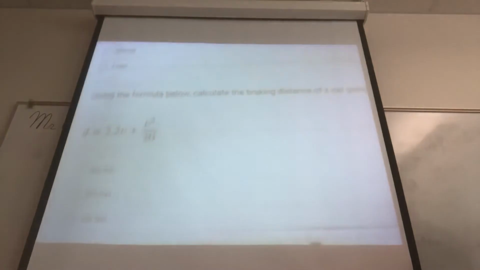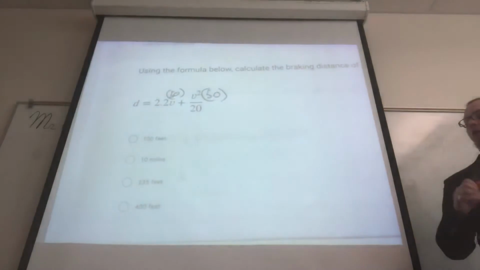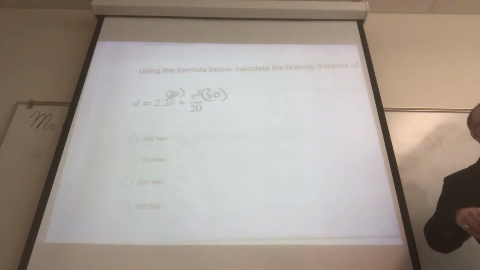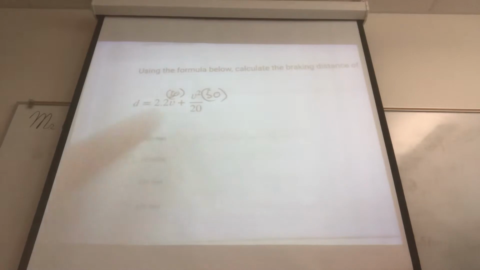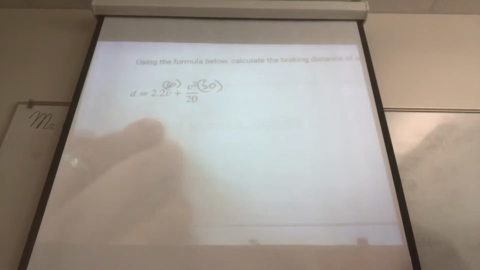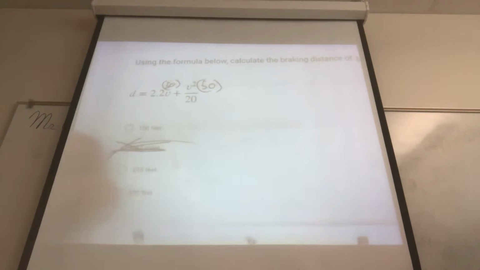On the next one, I just printed off the Google form of this test, you can tell. So it's a little weird. Using the formula, calculate the braking distance of a car going 50 miles an hour. You would just put 50 in the place of V. There is going to be one like this on the final exam. But the formula is there. So you'll just have to remember how to plug that in. So make sure that you're squaring stuff, that you're putting that together. And the answer is going to be in feet, not miles. So we know that this one is not going to be the answer. The others can duke it out later.